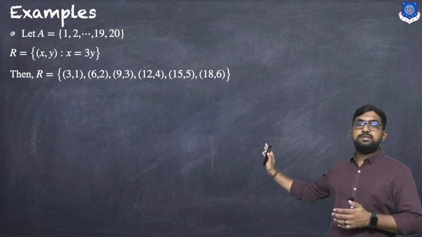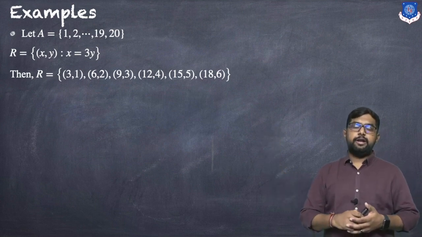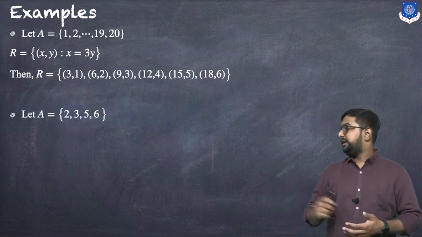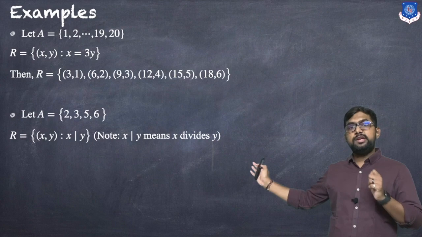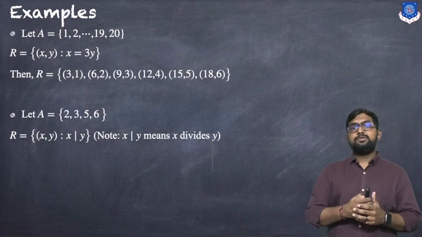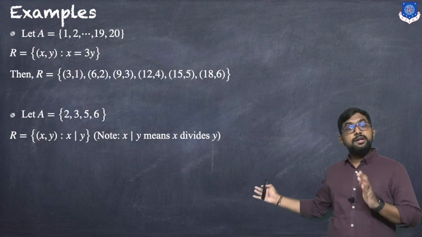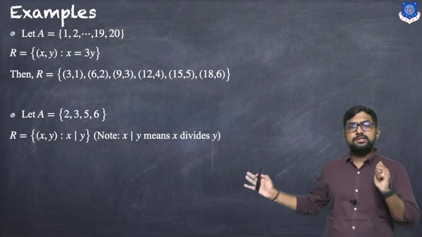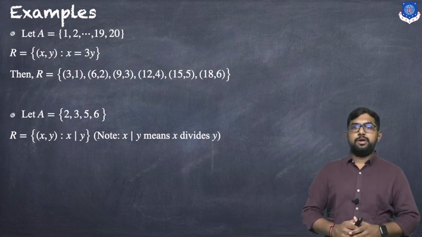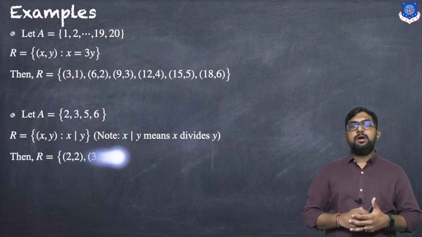So this is the relation. So this is how you can find the relation. Now let A equal {2, 3, 5, 6}, and R be the set of all (x, y) such that x divides y. This notation means x divides y. Then what will be the relation? It will be like this.